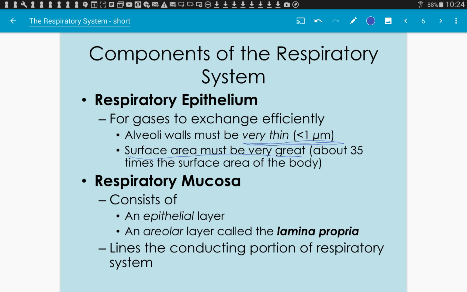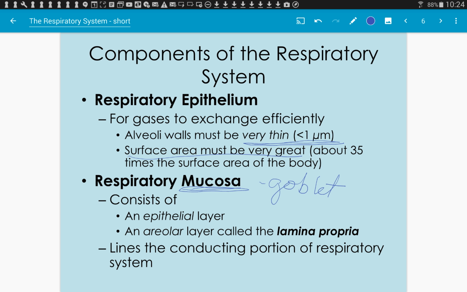Important to remember. Then we have what's called respiratory mucosa. Mucosa reminds you of what? Mucus. So remember, lining the respiratory tract is a mucous membrane. What kind of cell makes mucus? Do you remember? Goblet cells. The respiratory mucosa is just a layer of epithelial cells, because epithelial cells are the only cells you find associated with your goblet or mucus-producing cells.